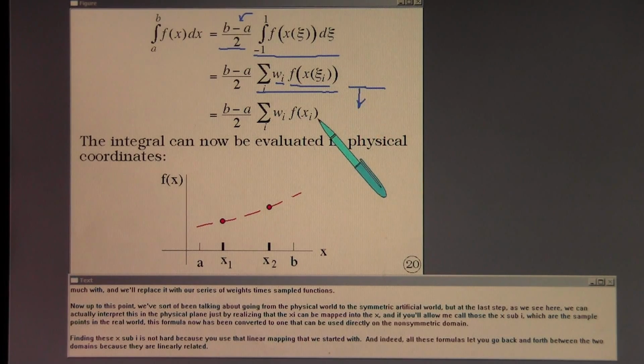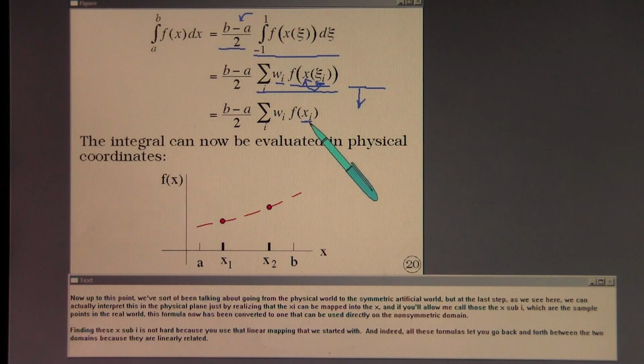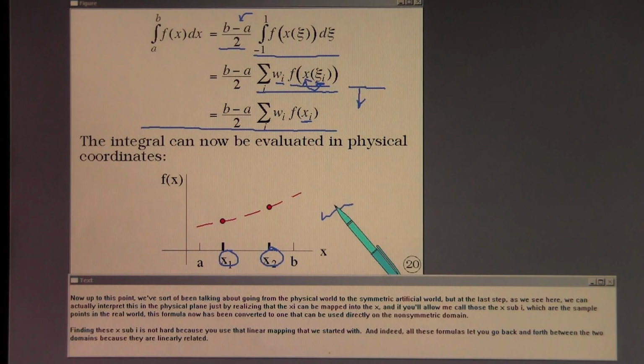can actually interpret this in the physical plane just by realizing that the xi can be mapped into the x, and if you allow me to call those the x sub I, which are the sample points in the real world, this formula now has been converted to one that can be used directly on the non-symmetric domain. Finding these x sub I is not hard because you use that linear mapping that we started with. And indeed, all these formulas let you go back and forth between the two domains because they are linearly related.